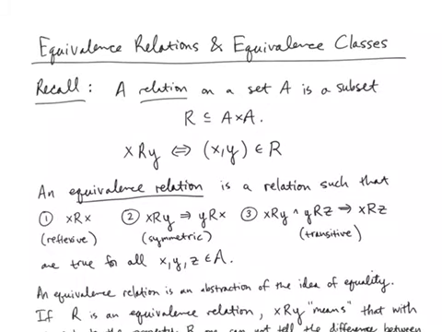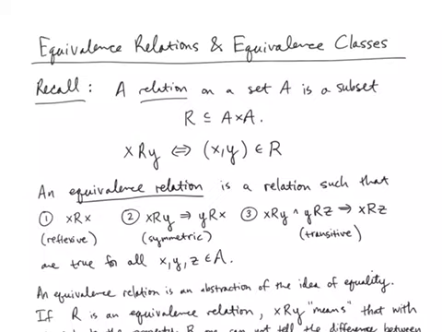Today we're going to talk more about equivalence relations and equivalence classes. So the last time we talked about relations and equivalence relations. Remember that a relation on a set is nothing more, in our definition, than a subset of A cross A, or A times A. And we say that X is related to Y if the pair XY is in this set R.